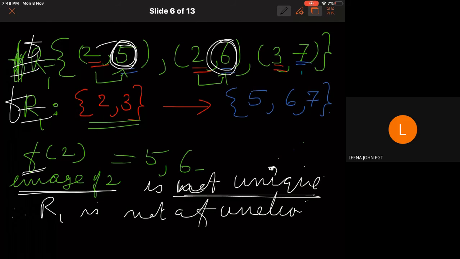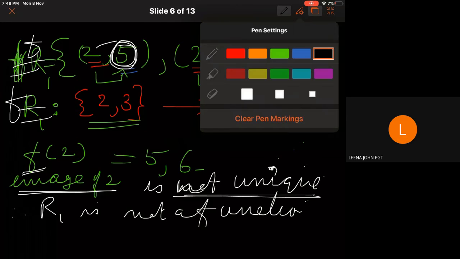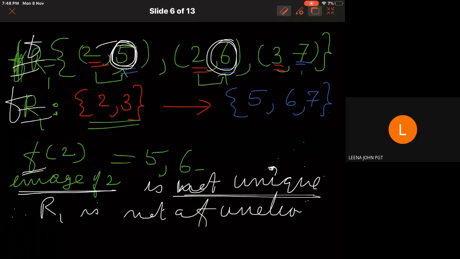Or in other words, if a relation is given in the roster form, if the first element is repeated, what is that? First element of each ordered pair, if it is repeated. See, you can see here 2, 5 and 2, 6. The first element is repeated. So immediately we can say this relation is not a function.